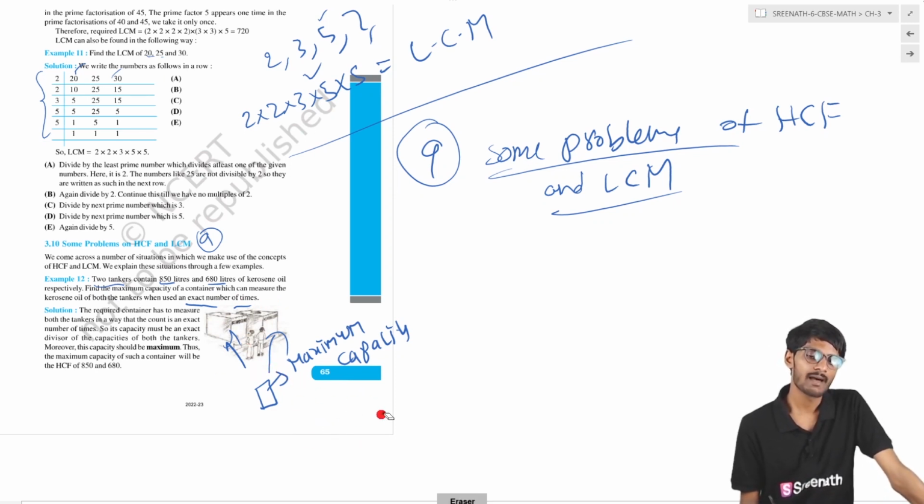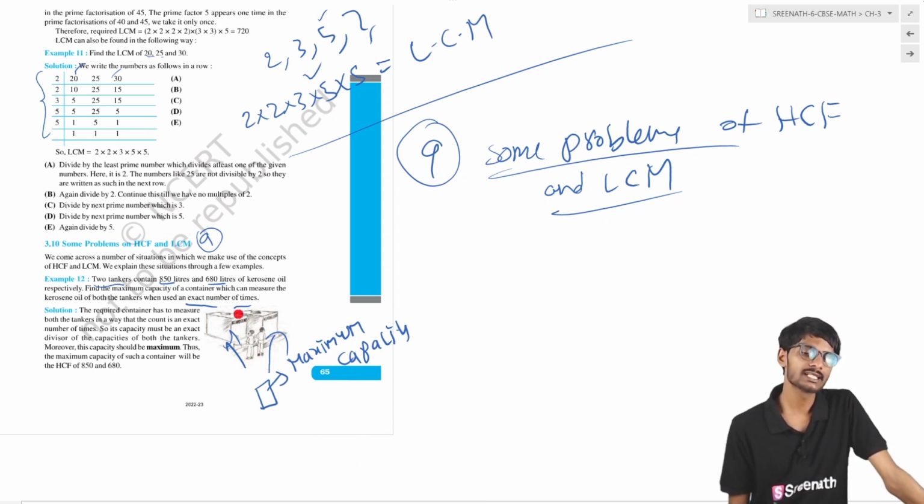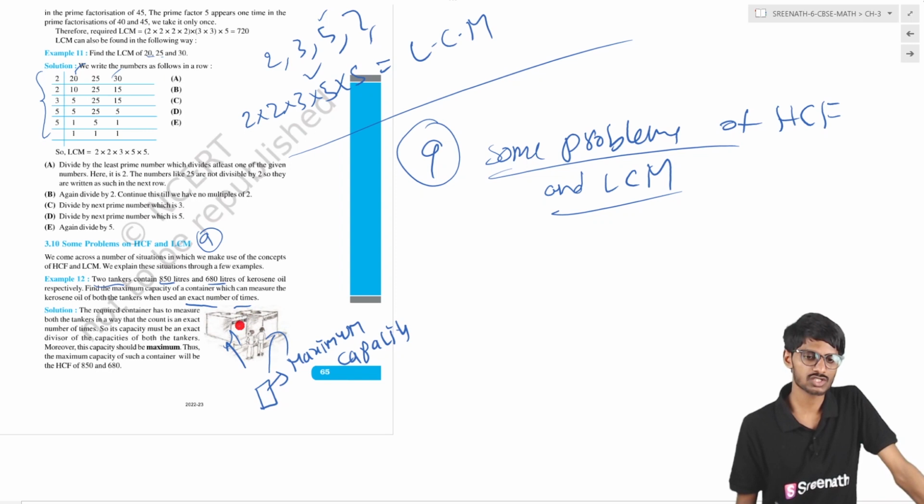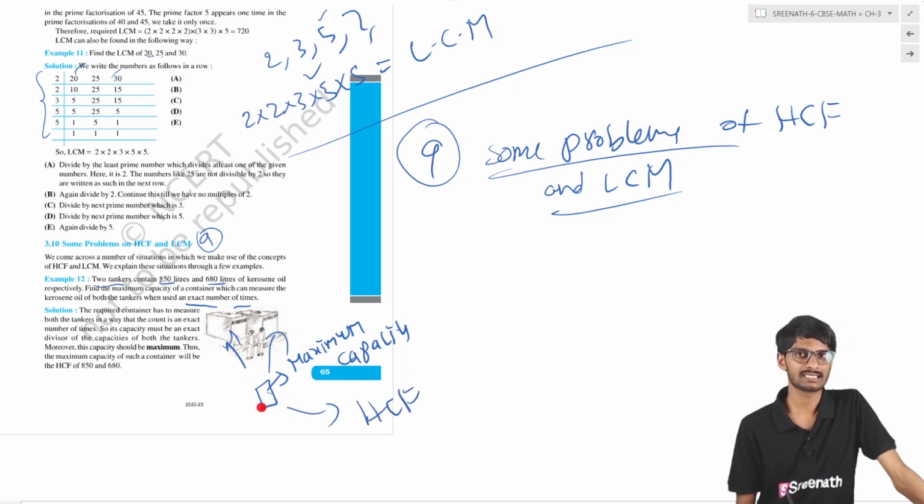So we have to find the maximum capacity of the container so that, by taking it some number of times, we can measure both containers. Okay, students, this is our aim. If you want to find the maximum capacity, this number is the one by which we multiply to fill the tanks, so this must be the highest common factor of both these tanks, students.